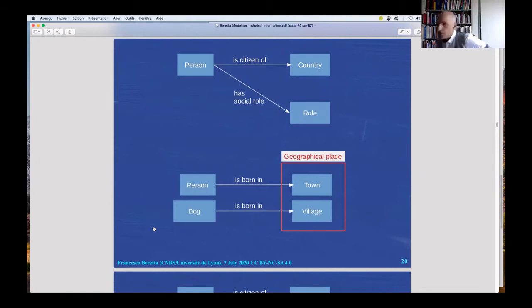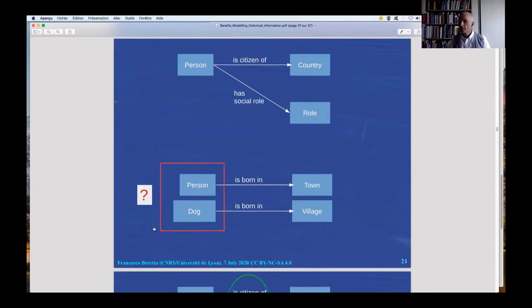Okay, another example. A person is born in a town. A dog is born in a village. Now, you will say, okay, we have to go up there and say there is a geographical place of type town, village, and so on, where these things are born. But on the other side, what are they? Because I see myself and my dog are not in the same class, okay? So where to put this? I have to have an abstract conceptualization.